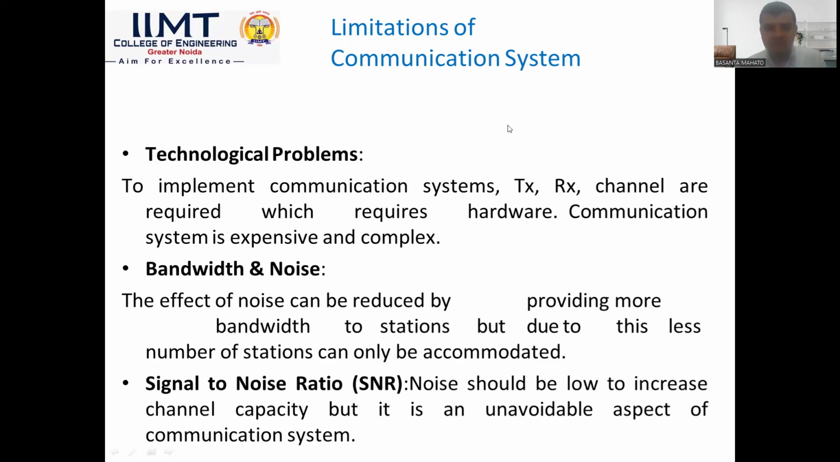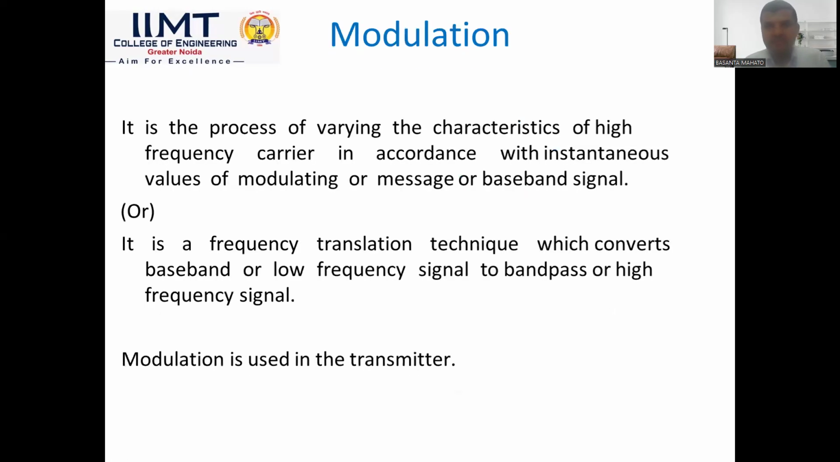Bandwidth or noise: the effect of noise can be reduced by providing more bandwidth through this station, but due to this a smaller number of stations can be accommodated. Another parameter limiting communication systems is the signal to noise ratio, SNR. Noise should be low to increase channel capacity, but it is an unavoidable aspect of a communication system.